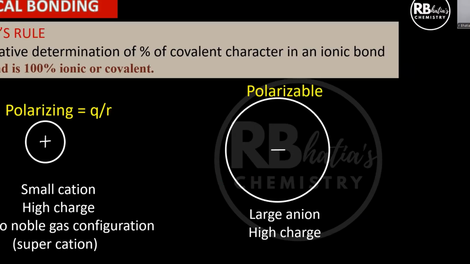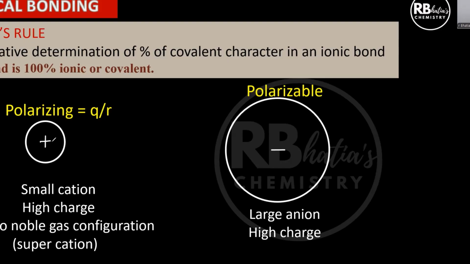Now, what does Fajan's rule do? Fajan's rule is going to help us for qualitative determination of percentage of covalent character in an ionic bond. Qualitative determination means it's not going to tell us the exact percentage, but it will tell us whether it's more covalent or more ionic. And we need to understand no bond is 100% ionic or 100% covalent. Every ionic bond will have some percentage of covalent character, and every covalent compound is going to have some percentage of ionic character. How to decide which is more covalent, more ionic, that is what we're going to learn.